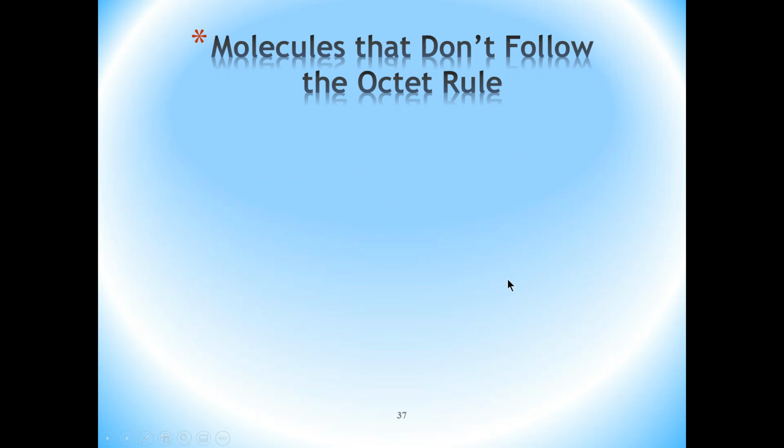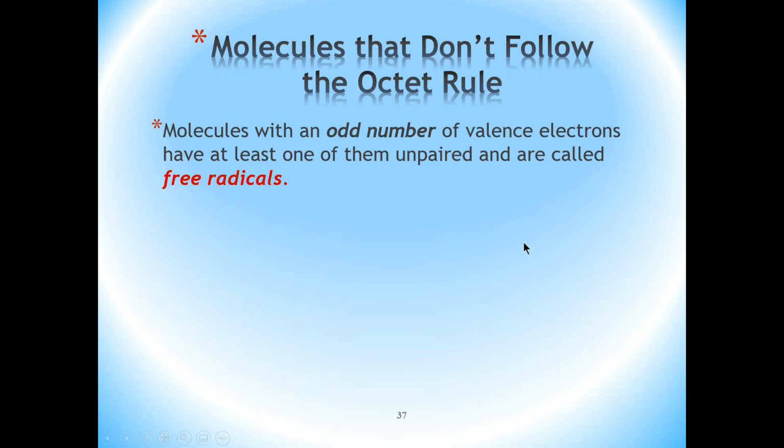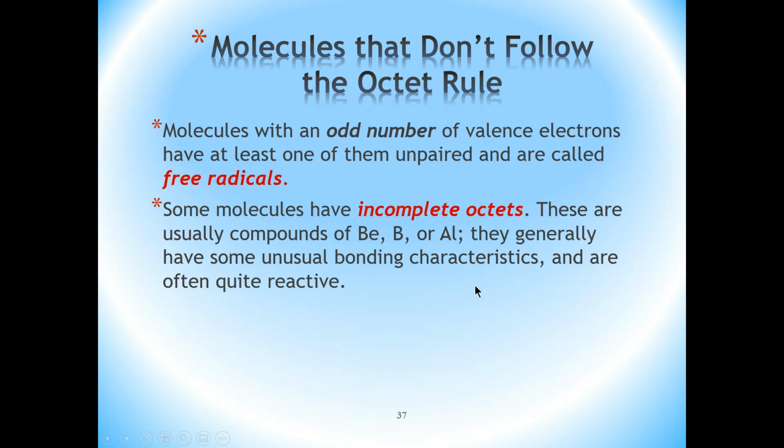A few comments here before we get into the actual examples. There are certain molecules, for example, that would have an odd number of valence electrons, and therefore at least one of them would be unpaired, and we call these free radicals. Obviously, if a molecule has an odd number of valence electrons, it won't have 8 electrons on its valence shell, because after all, 8 is an even number, all right?